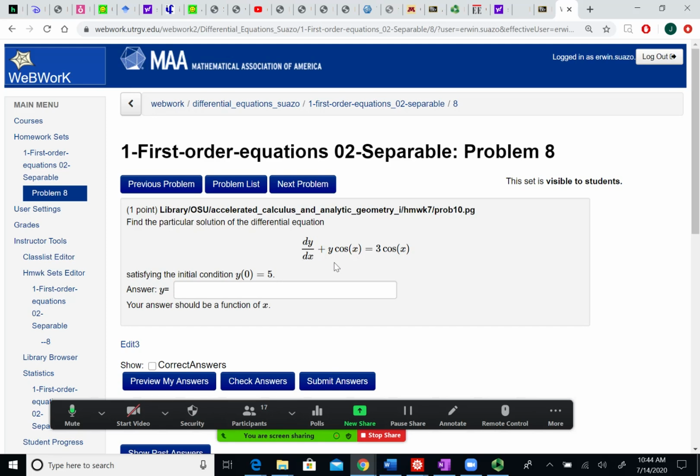Okay. This one you move the y minus cosine x to the other side and then factor cosine of x, and then solve. So let me see, we do this one. Let me see other problem.